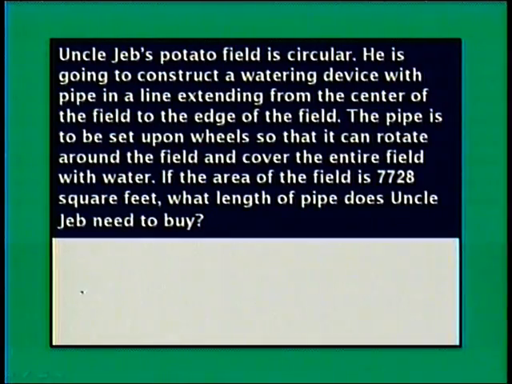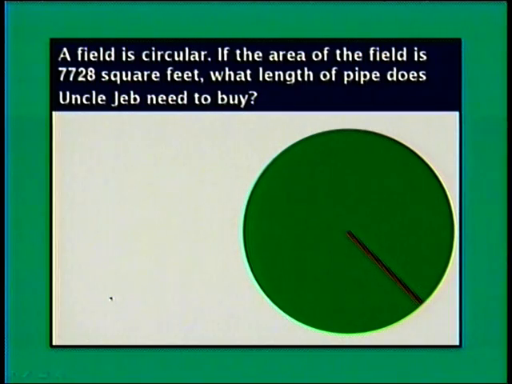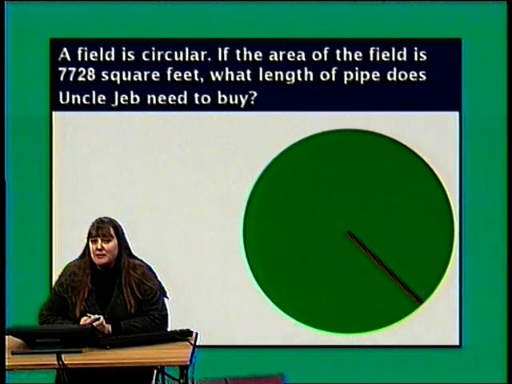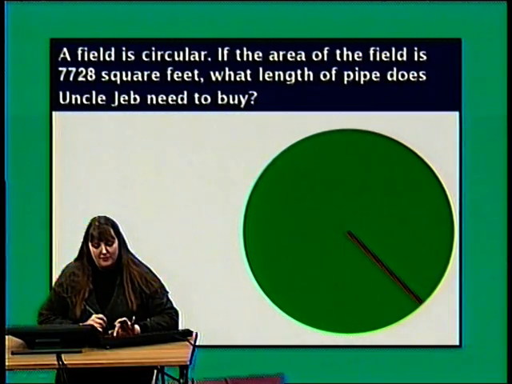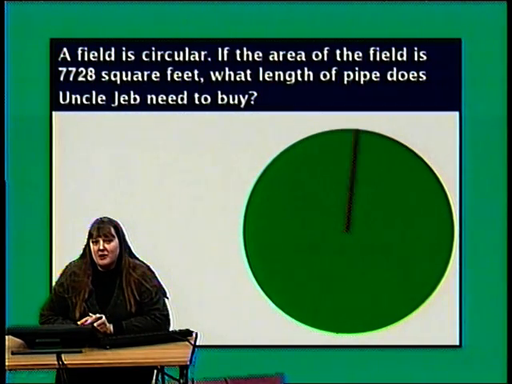Now let's look at another application. Uncle Jeb's potato field is circular. He's going to construct a watering device with pipe in a line extending from the center of the field to the edge of the field. The pipe is to be set up on wheels so that it can rotate around the field and cover the entire field with water. If the area of the field is 7,728 square feet, what length of pipe does Uncle Jeb need to buy? So we've got the circular field, and we're going to buy this piping to water the field. So this is going to rotate around and cover the whole field.